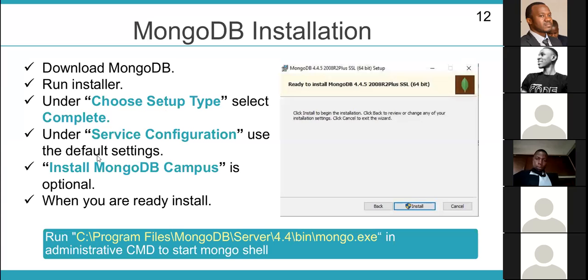When you choose complete, the next screen will have service configuration. Just go with the default settings, don't change anything. And then you can decide to install MongoDB Compass. MongoDB Compass is like a graphical user interface to your MongoDB database, but it's optional, really, you can skip it. But if you decide to install MongoDB Compass, it requires internet connection. Then, when you're ready, you install your MongoDB. So this is something that should be pretty easy to do.